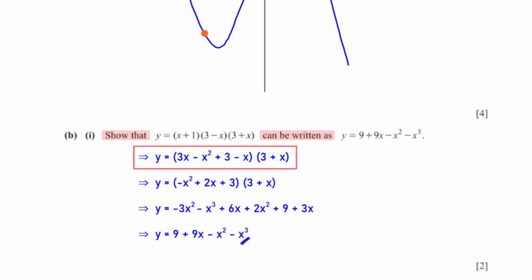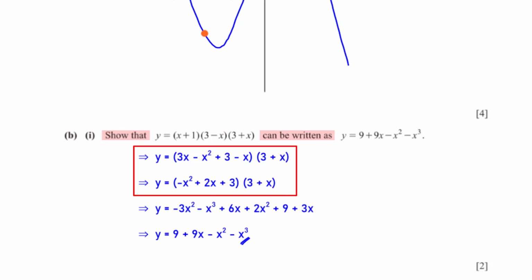So x times 3 is 3x. x times negative x is negative x squared. 1 times 3 is 3. 1 times negative x is negative x. When we group like terms, 3x minus x is 2x.